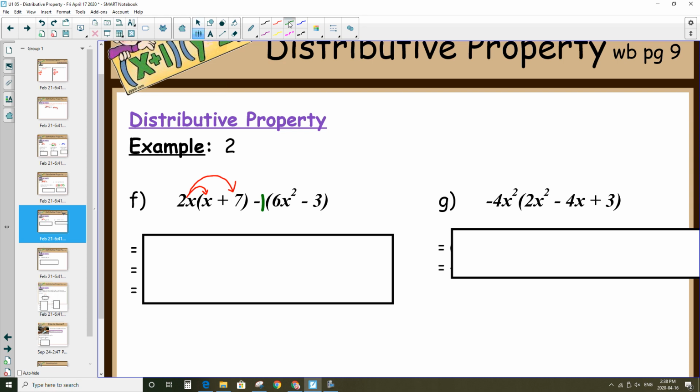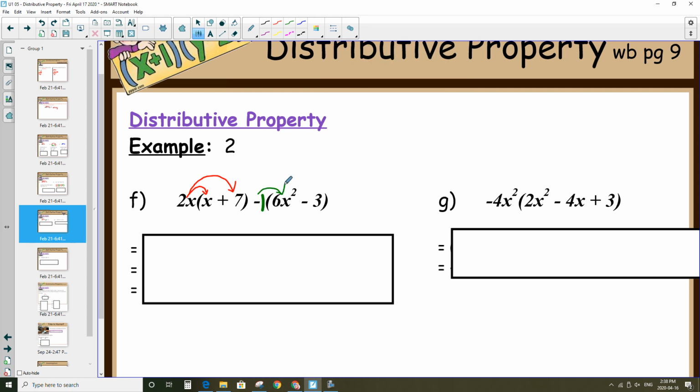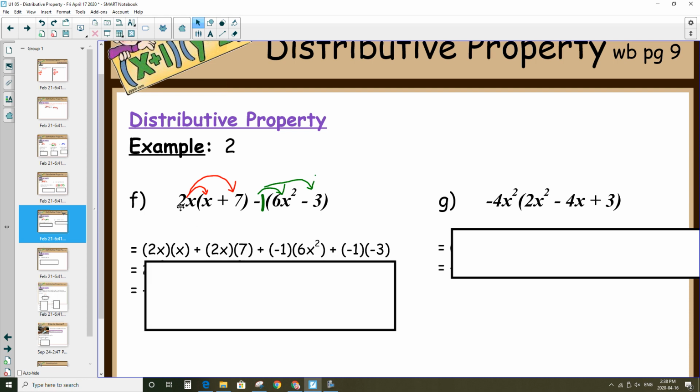All right, then we want to do negative 1 times 6x squared and negative 1 times negative 3. All right, so 2x times x, 2x times 7 right here, and then negative 1 times 6x squared, negative 1 times negative 3. Notice I always have pluses between my little sections that I've multiplied together, between my terms. All right, now simplify everything.